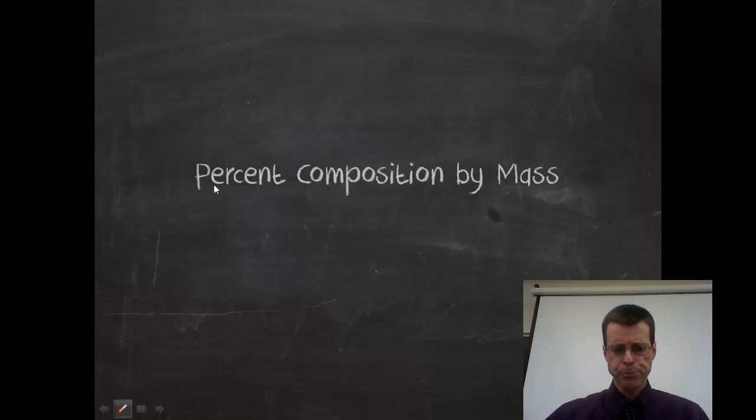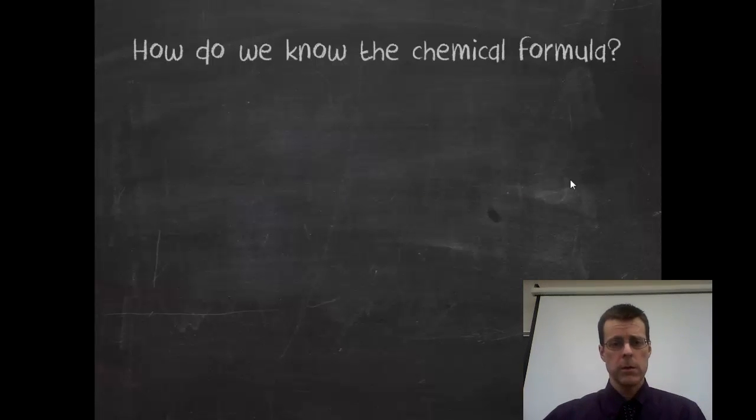Until then, percent composition by mass, which sounds kind of big, sounds kind of complicated. It's actually quite simple. So here we go. It's all about trying to figure out the chemical formula. It's all about trying to know what is in the compound that we have. Let's say we're somehow able to identify the types of atoms. We still need to know how many there are. Now, the first step that we're going to use in figuring out what the chemical formula is is percent composition by mass.